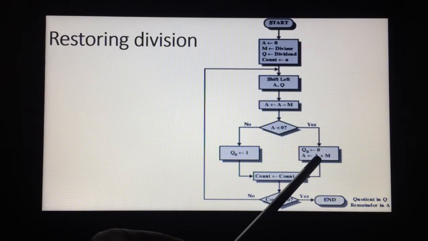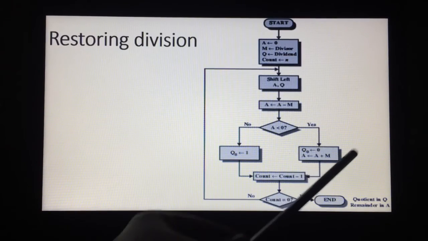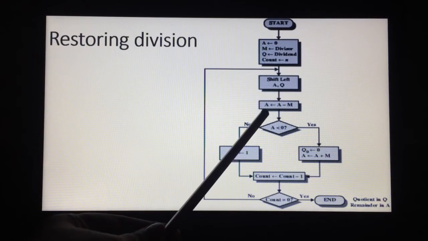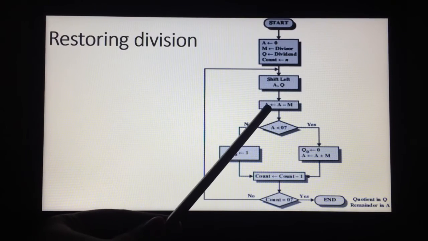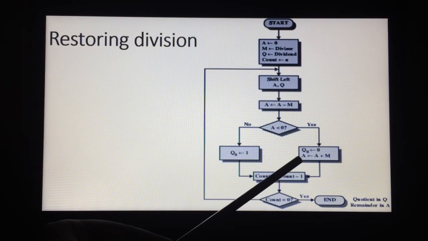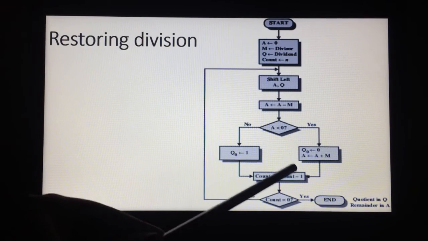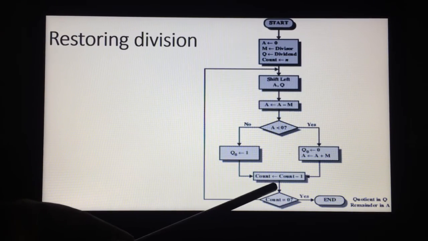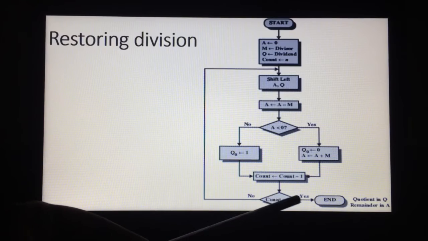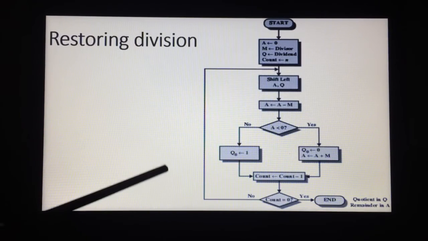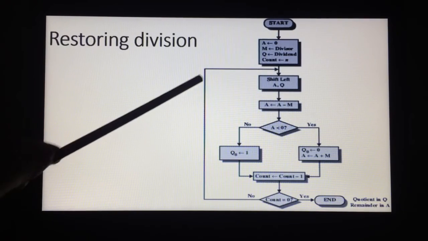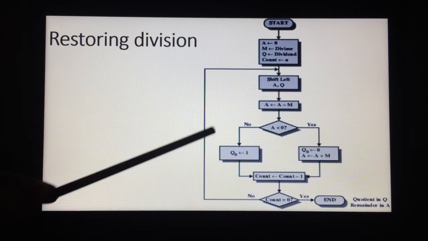So when you perform this, what happens? The original value which we had in accumulator A remains again in the accumulator register. That is why we name it restoring. At last, the count value is decremented and we check whether the count value is 0 or not. If not, you continue the process again and again.